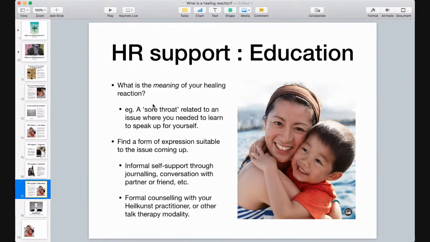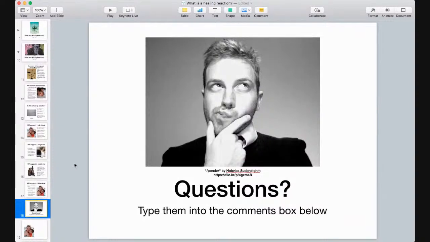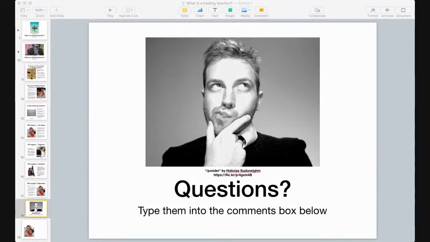The other half of this is finding some form of suitable expression for whatever the issue is coming up. So that could be anything informal, such as some kind of self-support through journaling, or finding a conversation partner, a life partner or a close friend or something like that. Or you can bring it up a level to a more formal counseling, whether that's with your Heilkunst practitioner or some other form of formal talk therapy. Someone who's trained in some form of psychotherapy or some kind of healative talk modality. So that really brings us to the conclusion of what's going on with the healing reaction and how you can support it.